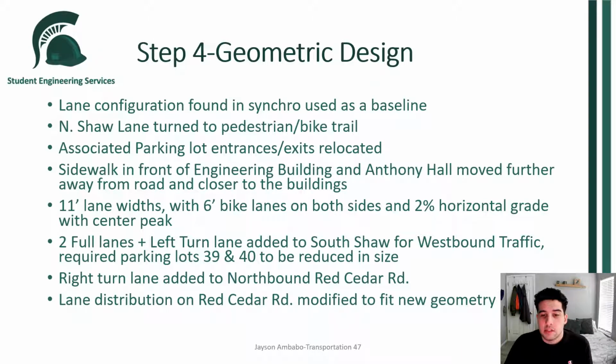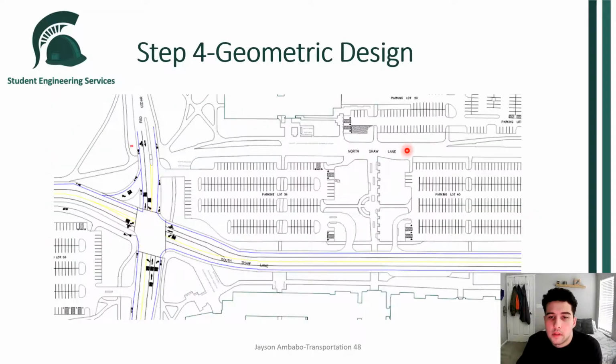2 full lanes plus a left turn lane were added to South Shaw Lane in order to handle the westbound traffic, and this also required the parking lots to be reduced in size slightly. A right turn lane was added to northbound Red Cedar Road, and the lane distribution on Red Cedar Road had to be modified to fit the new geometry.